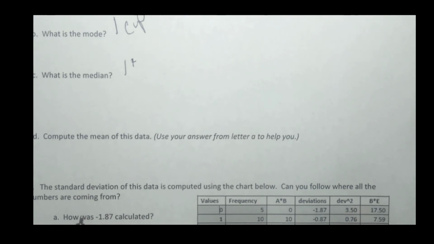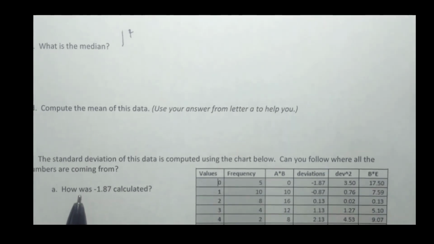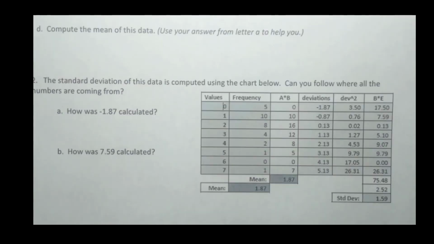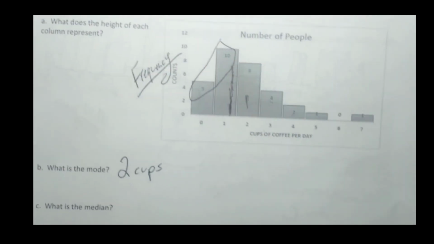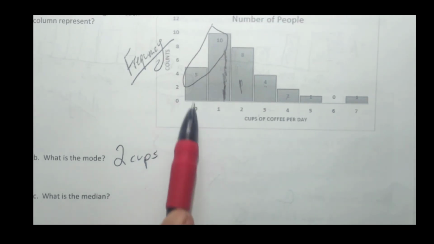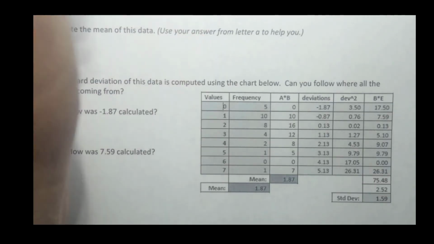Now it says here, and I'm going to get this up a little better organized, and it says compute the mean of this data. Well, here's the data here. Compute the mean. I got 5 people with 0 cups, so that's 5 zeros.